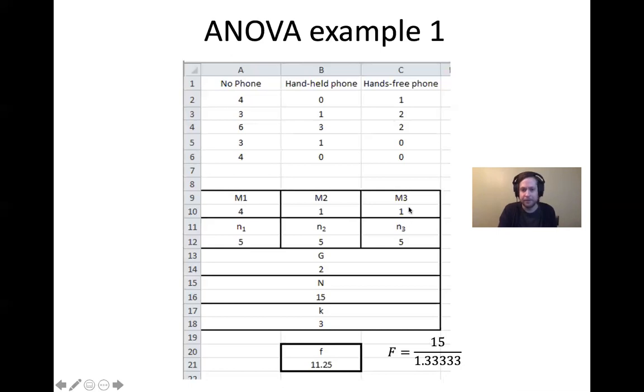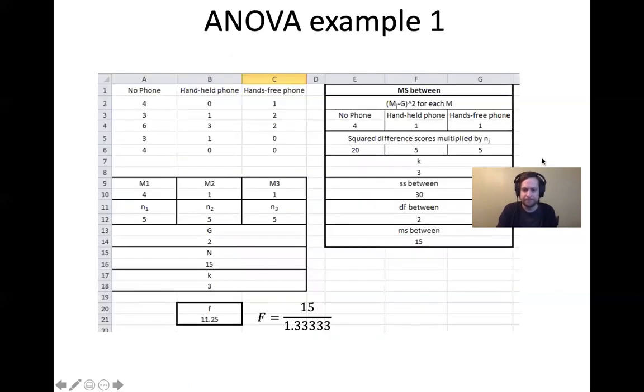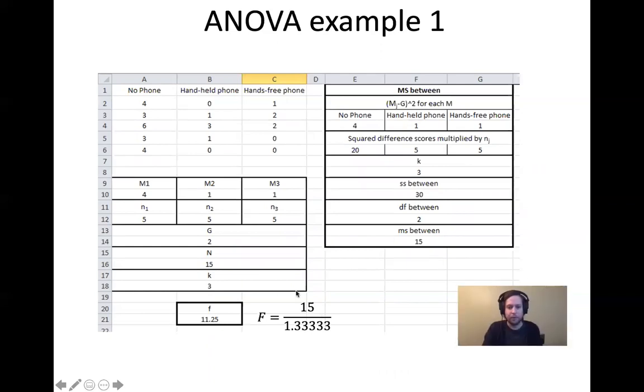When the means are far apart from each other, the numerator is going to be big. The denominator, on the other hand, measures the average amount of variability within each condition. That's a little bit more difficult to understand, so I'm going to try and give you some examples that illustrate this. First, I want to remind you how we got this 15 divided by 1.33 repeating.